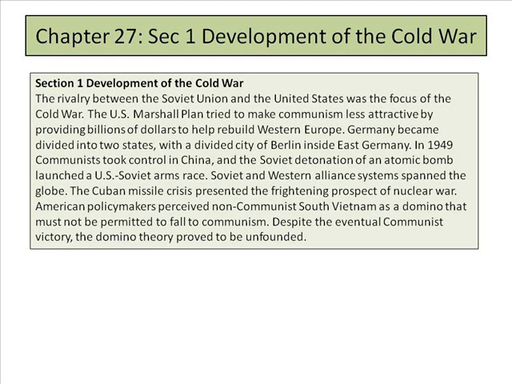Germany became divided into two states, with a divided city inside of East Germany. Remember, Berlin is inside of East Germany. In 1949, communists took control of China, and the Soviet detonation of the atomic bomb launched the U.S.-Soviet arms race. Soviet and Western alliance systems spanned the globe.